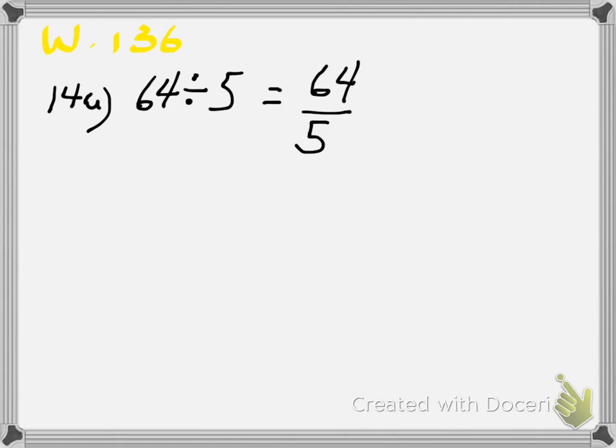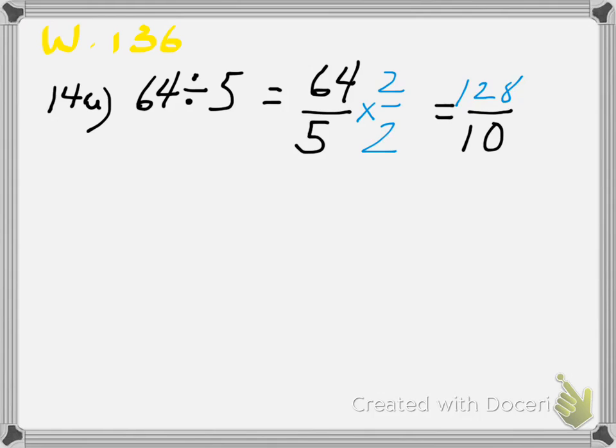Now what we're going to do to make this easier is, rather than dividing by 5, we're going to divide by 10. So that means we're going to multiply 5 times 2 to get 10. So we multiply 64 times 2 to get 128. So now we have 128 over 10.